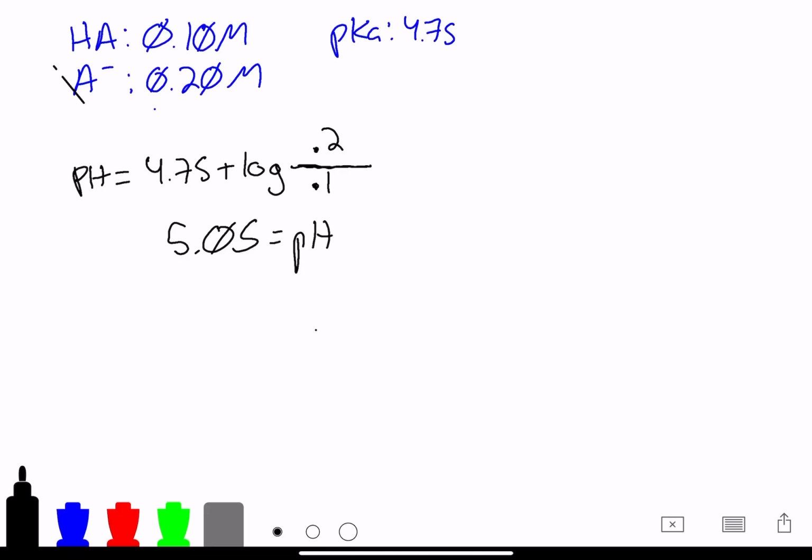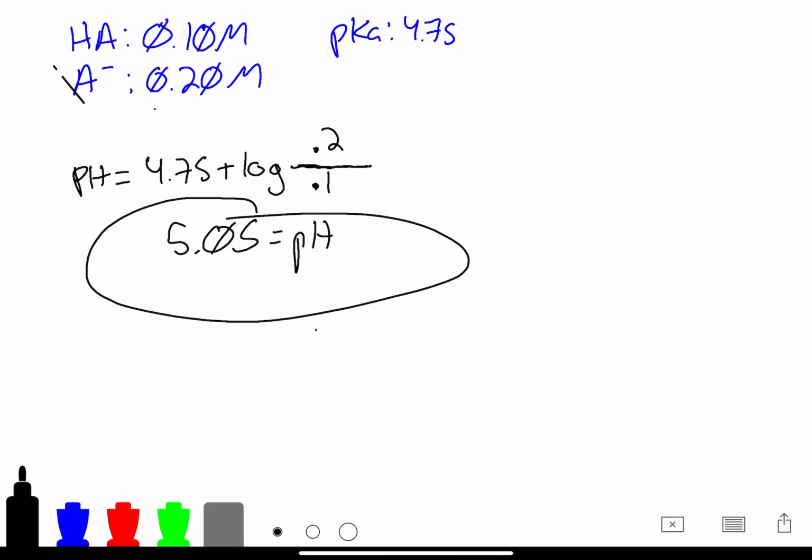Now I said the log of 2 because 0.2 divided by 0.1 is the same as taking 0.2 and multiplying it by 10, so we're taking the log of 2. So 4.75 plus the log of 2 is 5.05. So that would be our pH for that solution of acetic acid and its conjugate base.